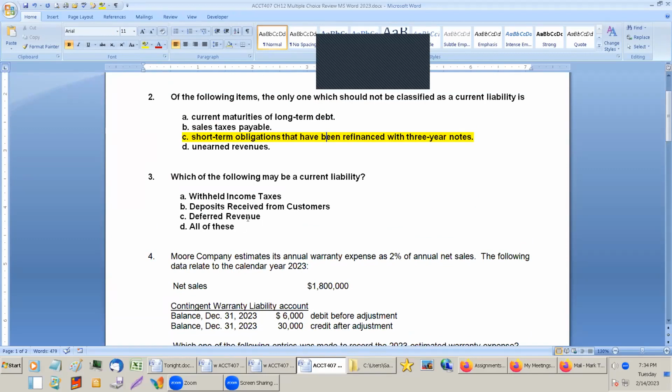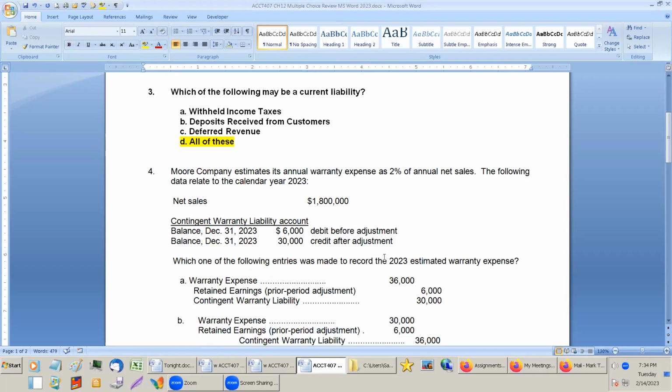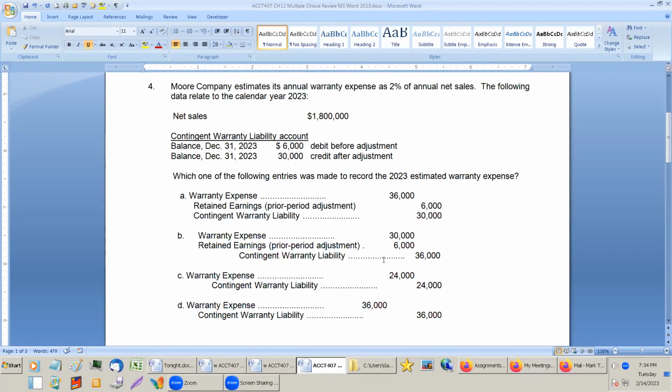Which of the following may be a current liability? Which one is it? All of these. Yes, it's D. It's split on that one, but we'll give you that one. This one's confusing because of the way they wrote it.